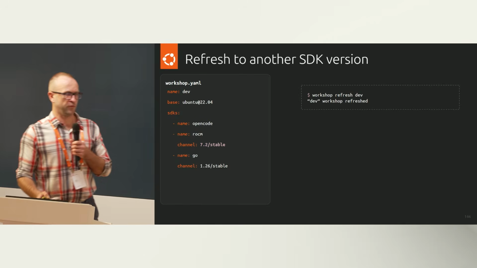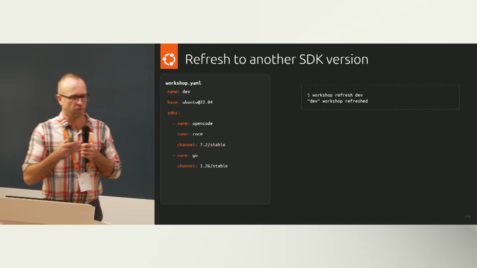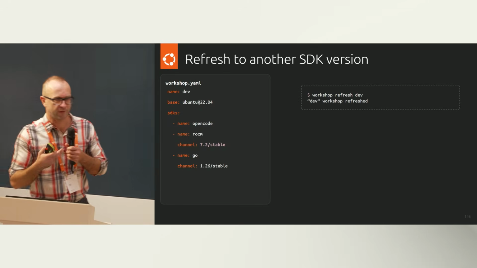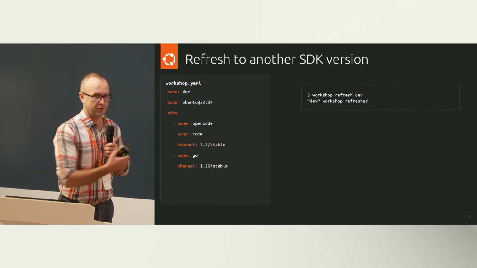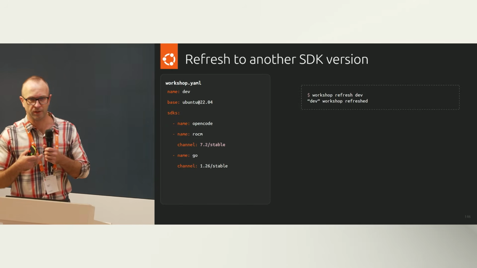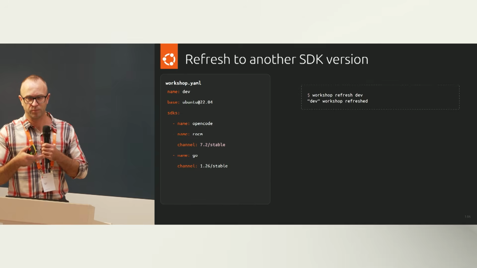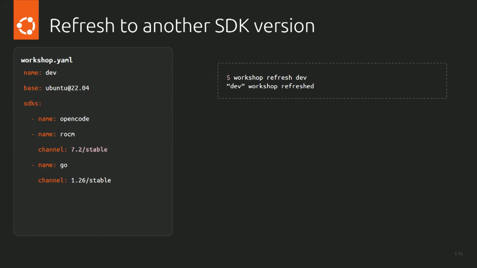Now it's on to refresh. We want workshops to be updatable, in the sense that when an SDK or anything actually in the definition changes, we want an incremental update to that workshop in place rather than relaunching it from scratch. So in this case, let's have a look at ROCm.